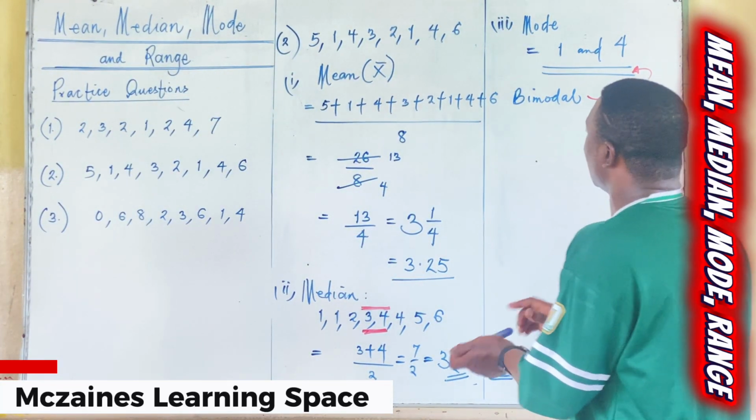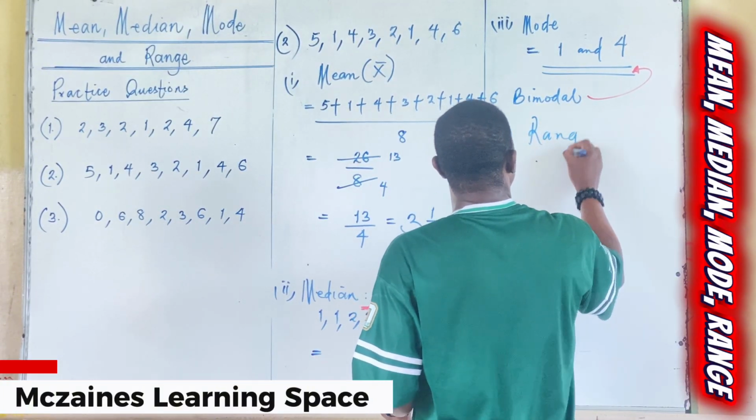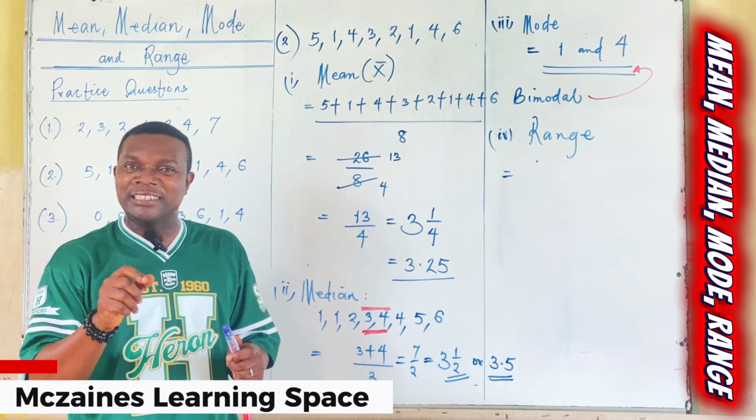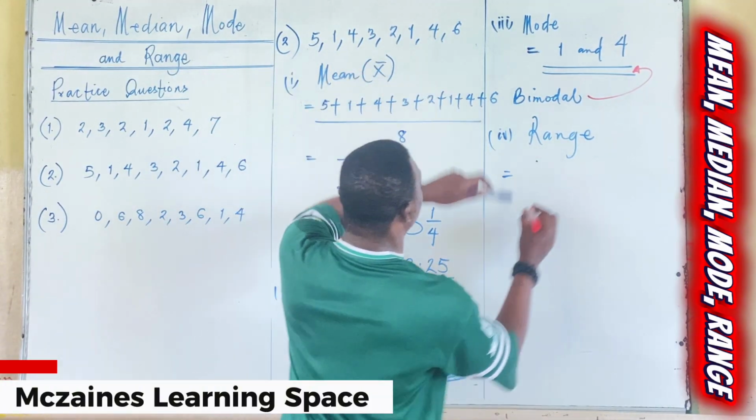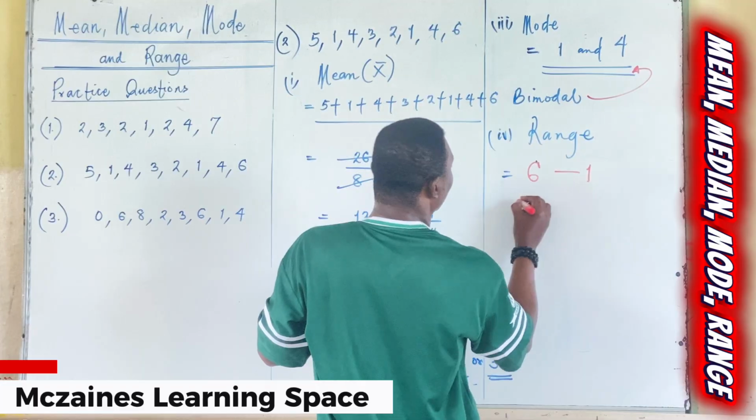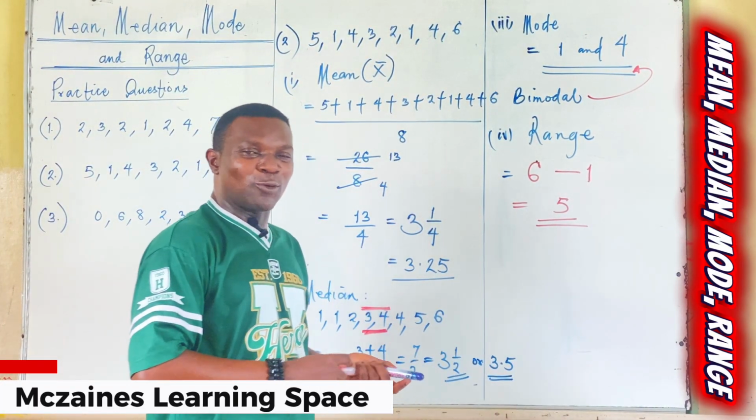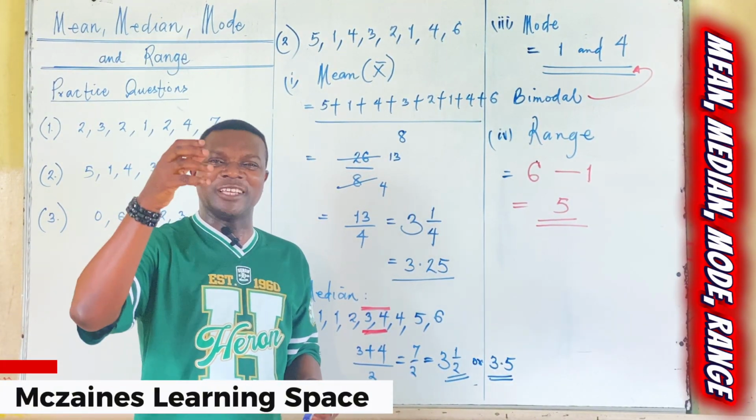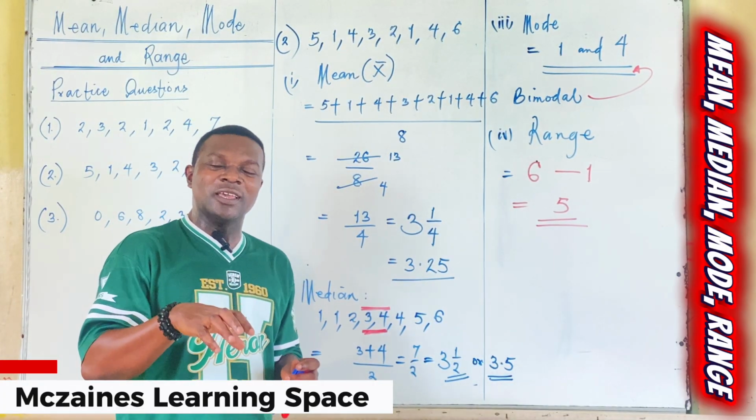All right, so the next one, Roman figure 4, we need the range. Range means the difference between the highest number and the lowest number. Highest value minus lowest value. So what is the range? What's my highest value here? 6 minus, what's the lowest value here? 1. So 6 minus 1, 5. And that's the end of the question. Very easy. Mean, median, mode, and range. I believe when you go through this over and over, it will be a walkover.